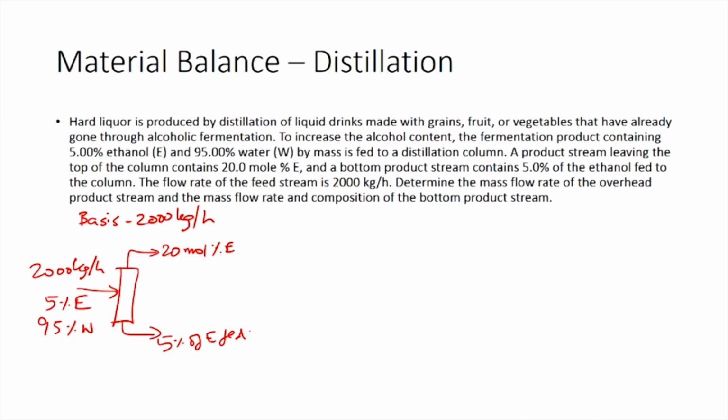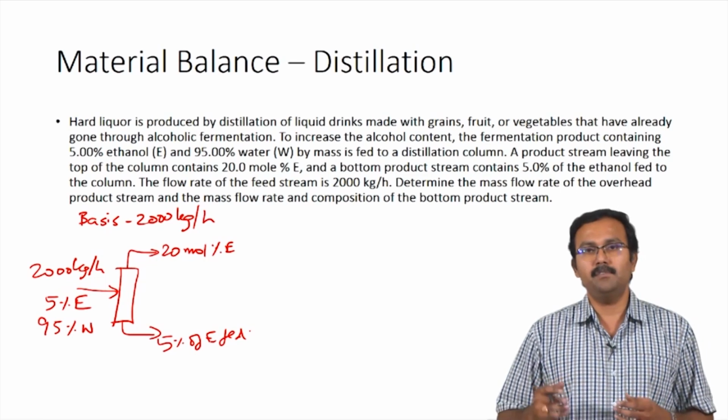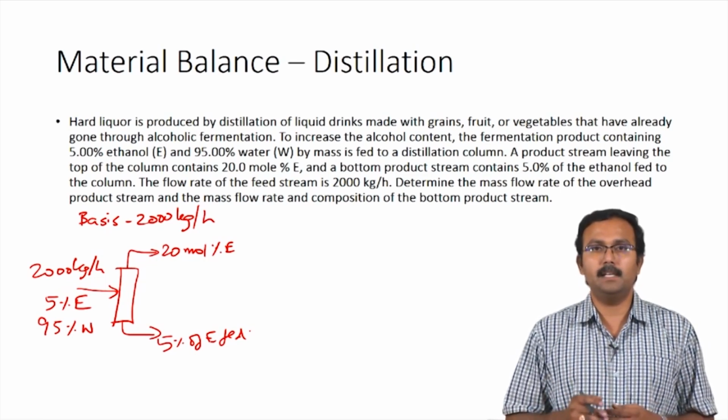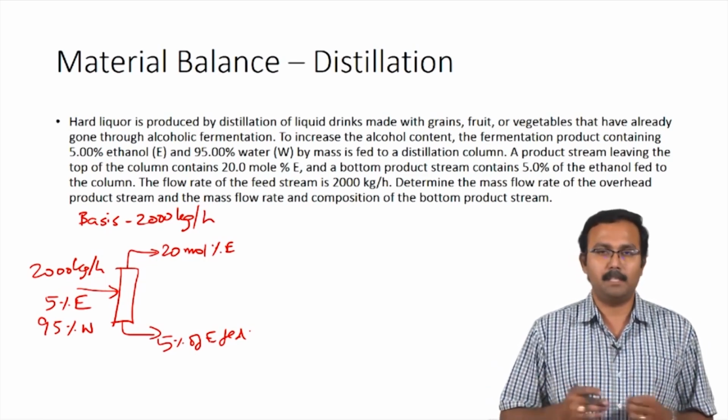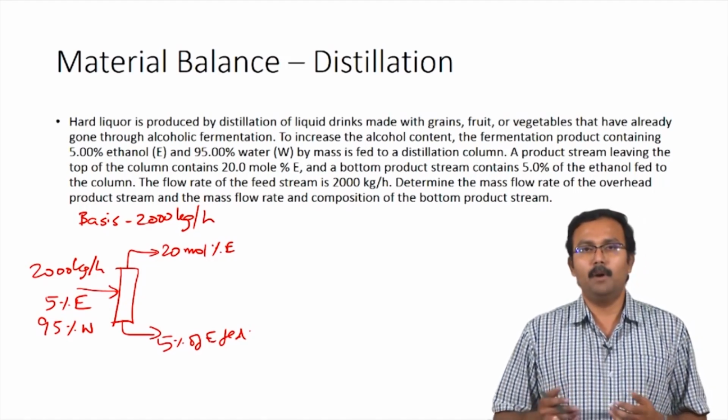Here your feed stream is given in terms of mass fractions and your distillate stream is given in terms of mole fractions. So, to avoid confusion we need to convert one of these to the other, so that calculations become easier. In this case I have chosen to convert the mole percentage of the distillate into mass percentage. How do we go about doing this?